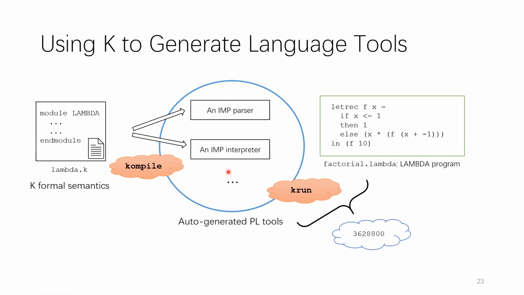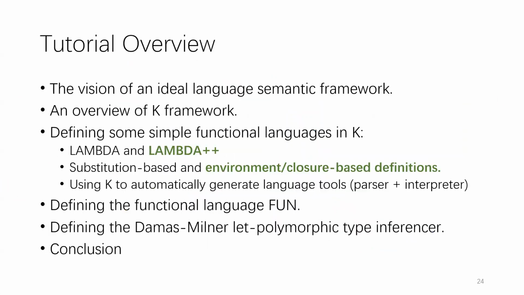To use the interpreter, we call the command krun, which takes the compiled K definition and a lambda program, for example factorial, and executes the program following the formal semantics. When the execution finishes, it returns the result. What is to note here is that only the formal semantics is written by a human. So this part is done by a human, and all programming language tools in this blue bubble are generated by K fully automatically. All right, that finishes the first part, defining the semantics of lambda.